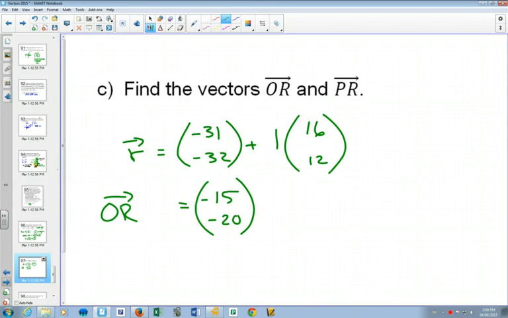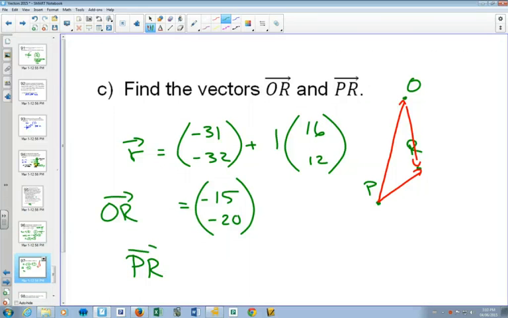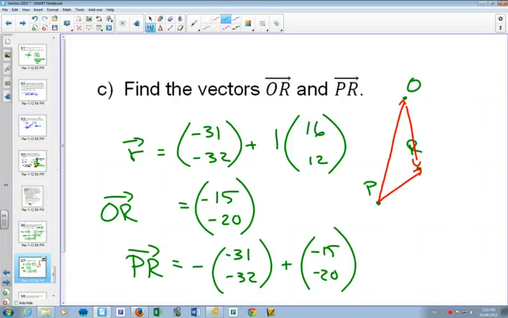Now, if we wanted to go from P to R, and we want to use our position vectors, well, we've got our O somewhere here. If I want to find the vector from P to R, I've got to go from P to O and then O to R. So that would just be negative P plus R. And it's not surprising that we get (16, 12), because that's how far you would have traveled in 1 hour, because that's your velocity vector.